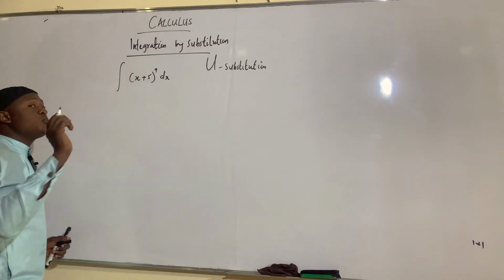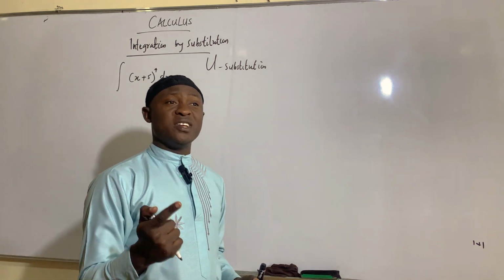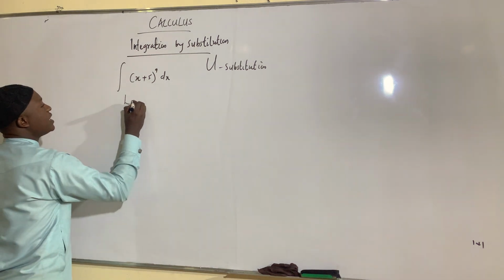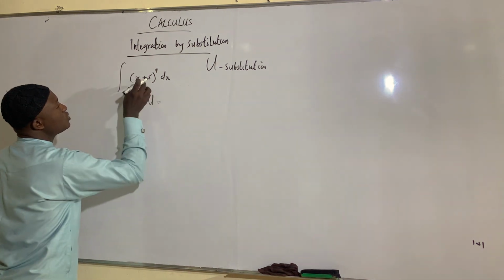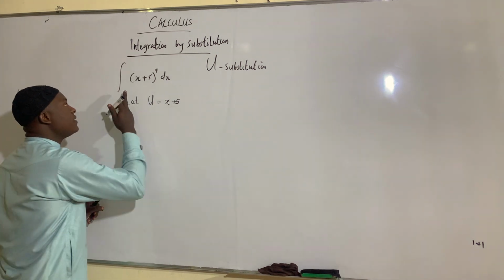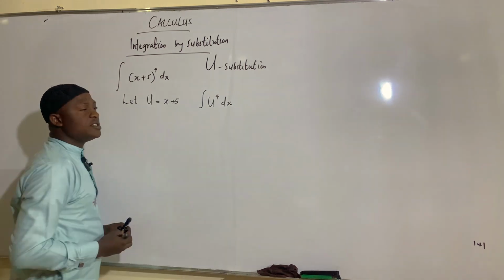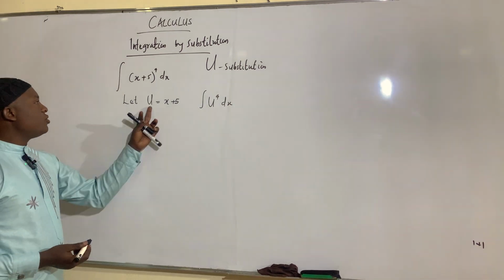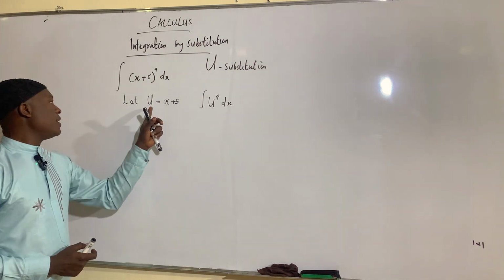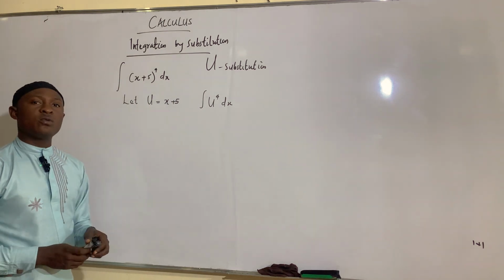The first step is just like the way we did function of a function under differentiation. Let u be equal to what we have in the bracket, that is x plus 5. So if that one is u, then we are going to have the integral of u raised to the power of 4 dx. What we do here is only represent what we have in the bracket as a single letter.